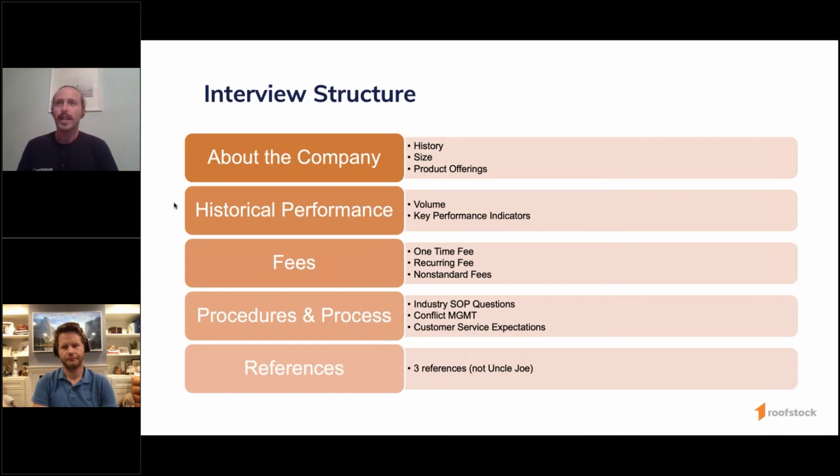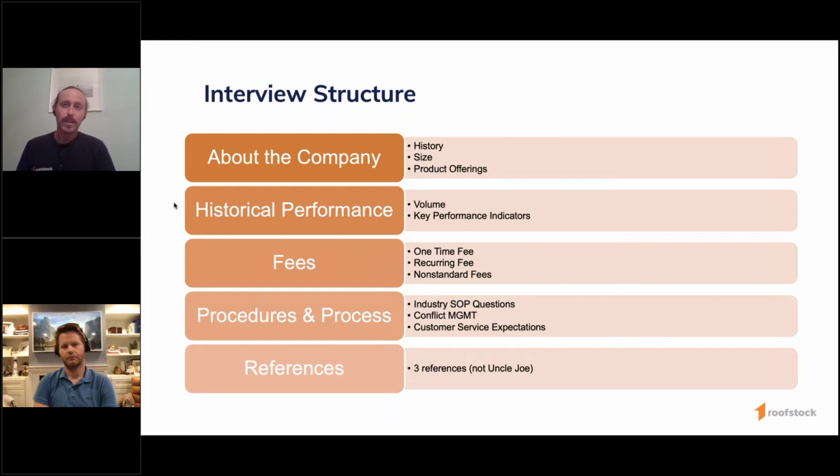So you start at the very high level about the history, size, and product offerings, and then ask them about historical performance. What kind of volume are they doing? What are some of their KPIs, or key performance indicators, that they look for and evaluate themselves on as an operation?